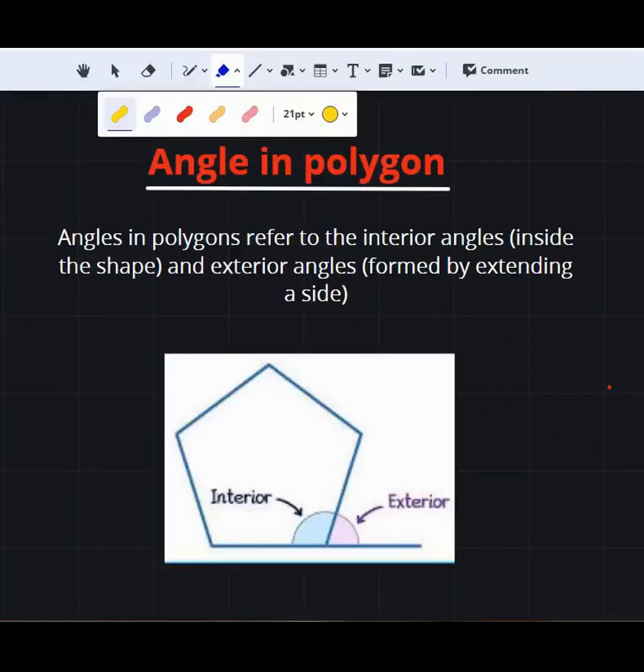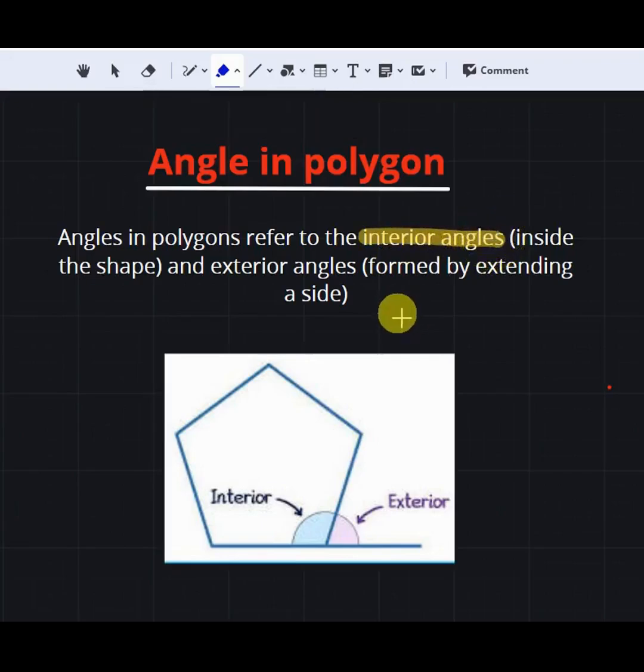Hi students, in this session I will explain angles in a polygon. There are two types of angle in a polygon. The first one is the interior angle, which is inside the polygon. The second one is the exterior angle, which is outside of the polygon.